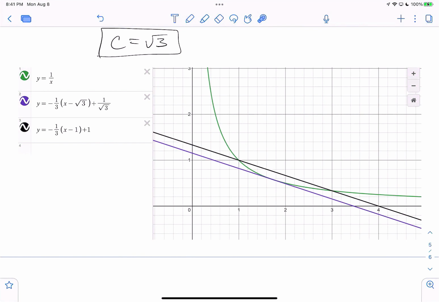We have y equals 1 over x as the green curve, and then with c being the square root of 3, we have square root of 3 comma 1 over square root of 3 as the point of tangent c. The slope is negative 1/3, and so this purple line is the tangent where c is equal to the square root of 3, which is about 1.7. And then the secant line between (1, 1) and (3, 1/3) goes through the point (1, 1) and has a slope of negative 1/3. So here's the picture that goes along with this problem.